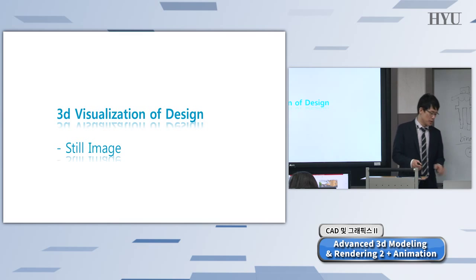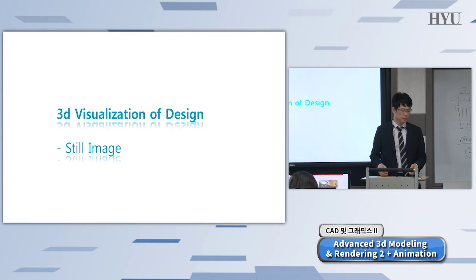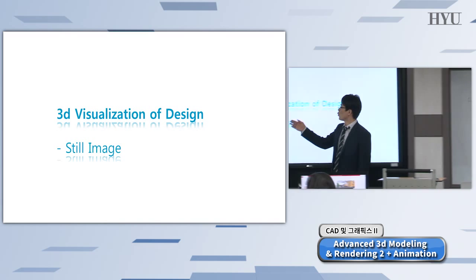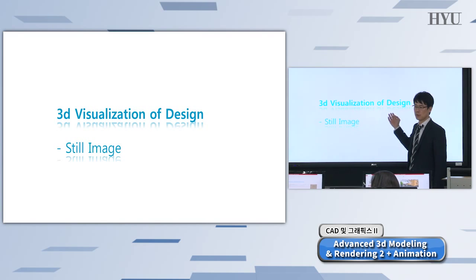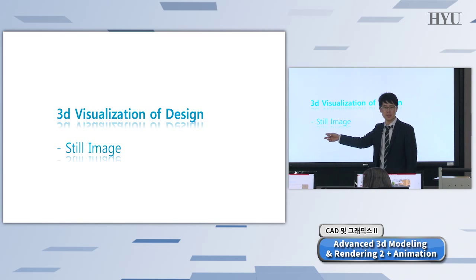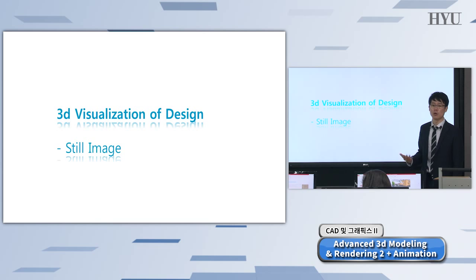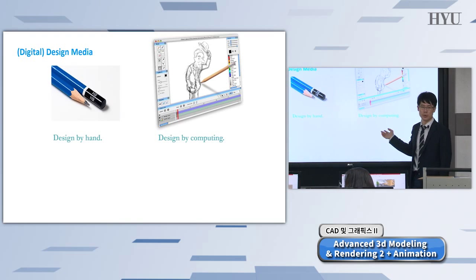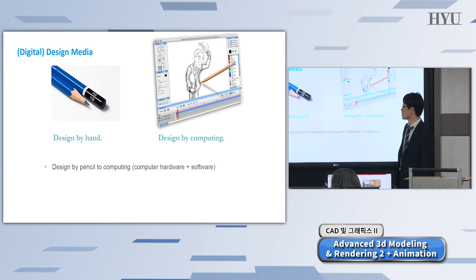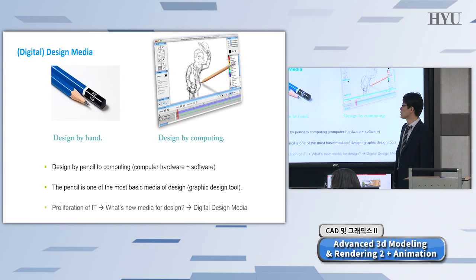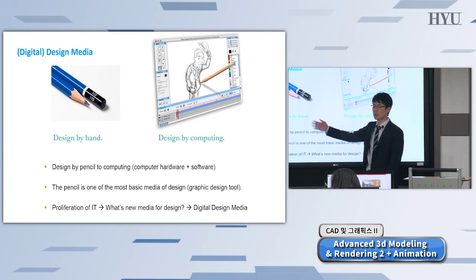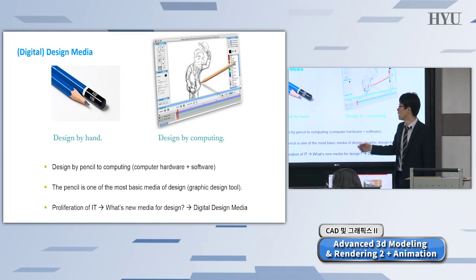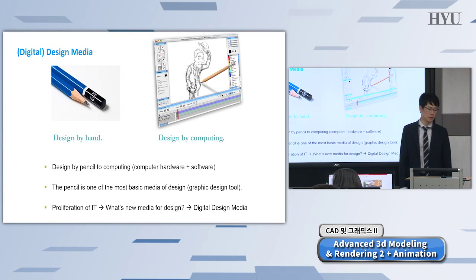3D visualization of design. At first, of course, what is your final presentation subject? Still image? That's one of your options, okay? One single image to represent, to visualize your design in maximum quality, okay? So we have used pencils, designed by hand, but now designed by computing. That's what we are working on in the classroom. So the media changed, okay? Media changed from pencils, pens, rotating pens, to nowadays computer software and hardware, okay?